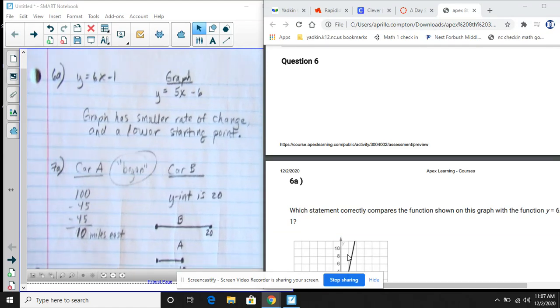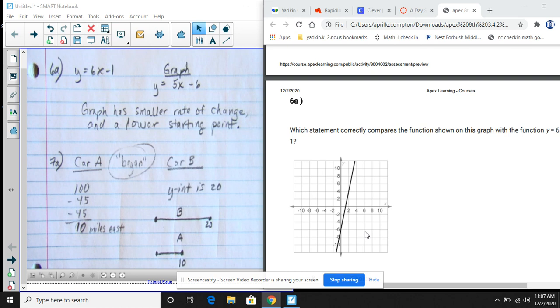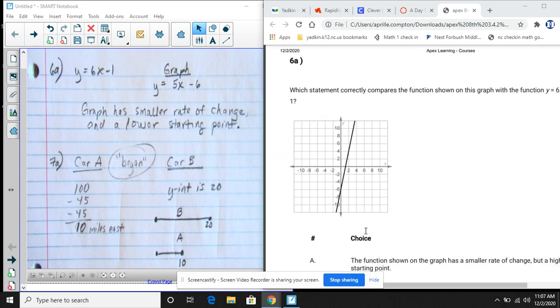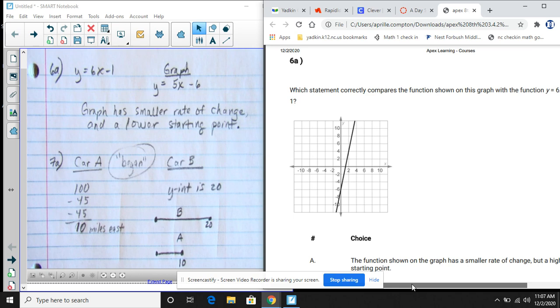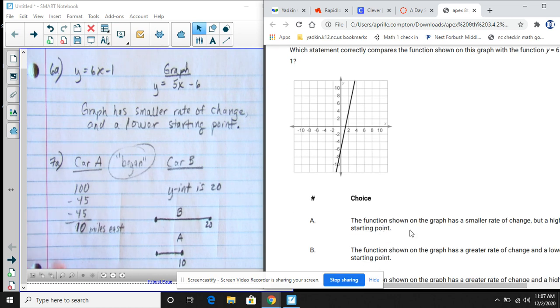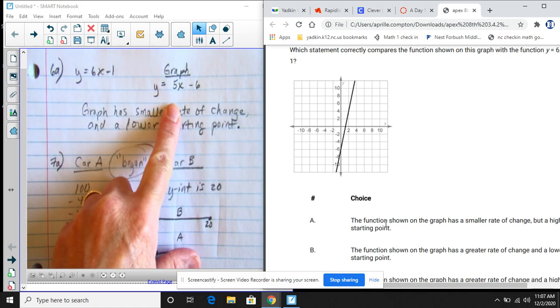Okay, here's the A problems for 6 through 11. 6a, it says which statement correctly compares the function shown on this graph with the function y equals 6x minus 1. Well, I wrote 6x minus 1 here. On the graph, we have to find out the information, the slope and the y-intercept.